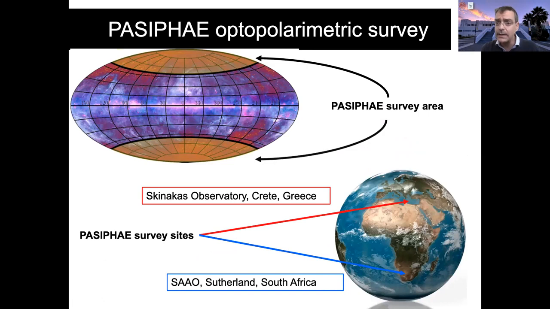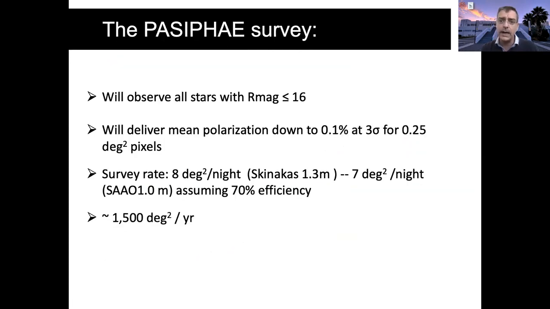It will run concurrently from 2 sites: in the Northern Hemisphere at the Skinakas Observatory here in Crete, and in the Southern Hemisphere at the South African Astronomical Observatory in Sutherland. Here are the vitals of the survey. I'm not going to go into the details, but basically we hope to cover 1,500 square degrees per year and go as far as we can with the ultimate target, whole sky.